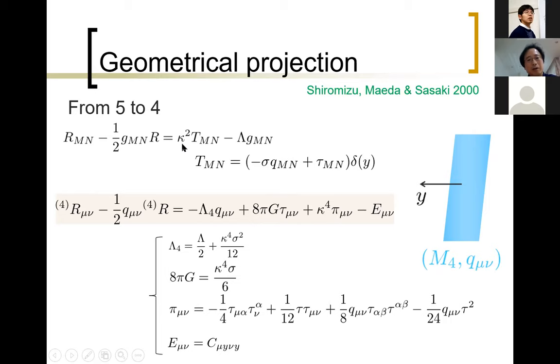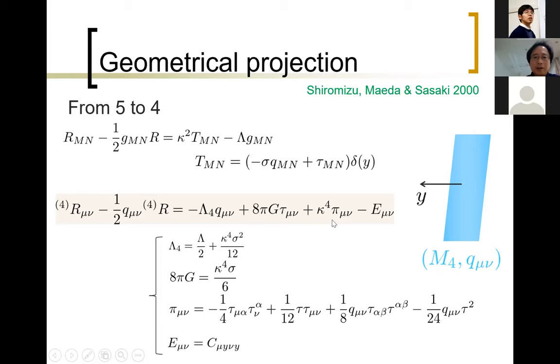So roughly speaking, if you focus on the case where the bulk space-time is just five-dimensional anti-de Sitter space-time, this is just the five-dimensional Newton constant divided by the curvature length of anti-de Sitter space-time. This is naively expected, without the details. And pi_mu nu is a quadratic term of tau_mu nu.